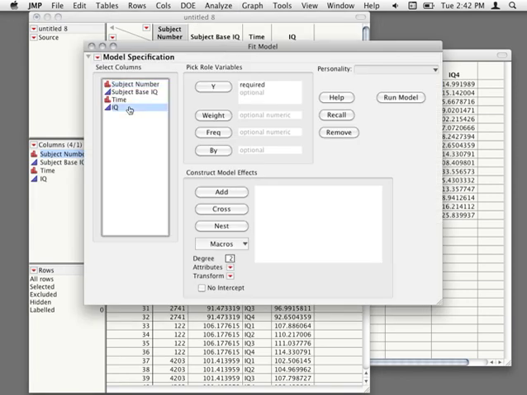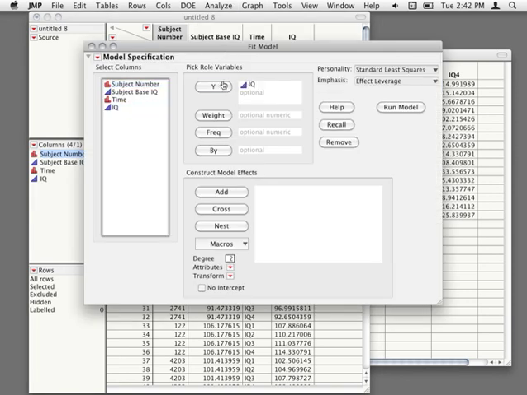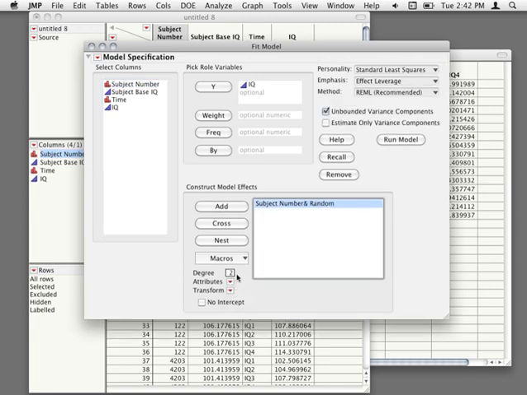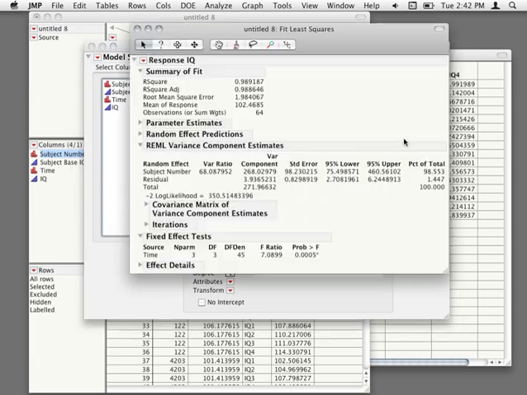Okay, so let's go and actually fit the model. Remember how to do this. We're going to take IQ as the thing we're trying to predict. Subject number is going to be our random effect, so just put it in there and mark it as random. And then time is our only fixed effect in this case, right? We want to just see what the effect is over the week span. Everything else we can keep the same. REML is what we have selected. That's perfect. Go ahead and hit run.